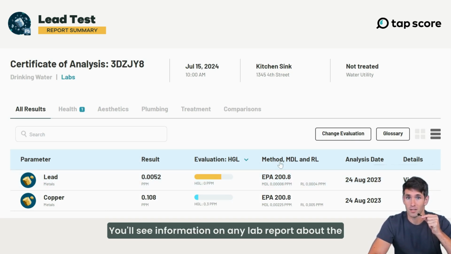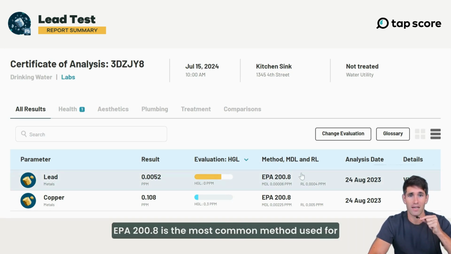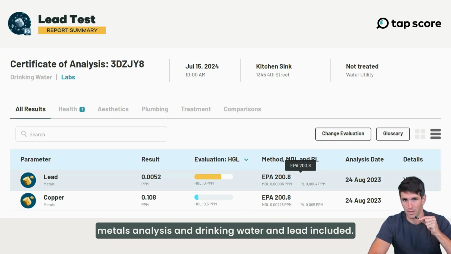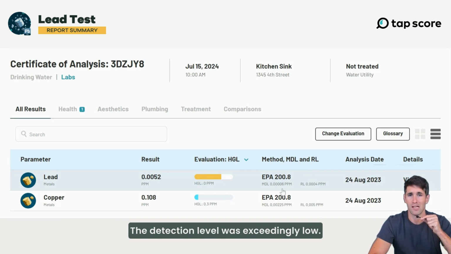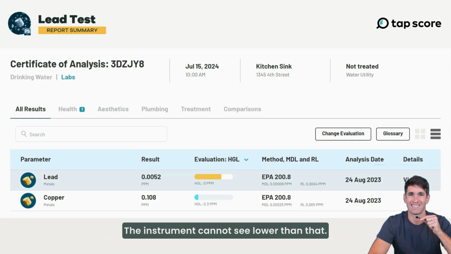You'll see information on any lab report about the method, the detection level of the instrumentation in the lab, and the reporting level of the laboratory. In this case, EPA 200.8 is the most common method used for metals analysis in drinking water, and lead included. The detection level was exceedingly low. 0.000006 parts per million is the lower detection level. The instrument cannot see lower than that.